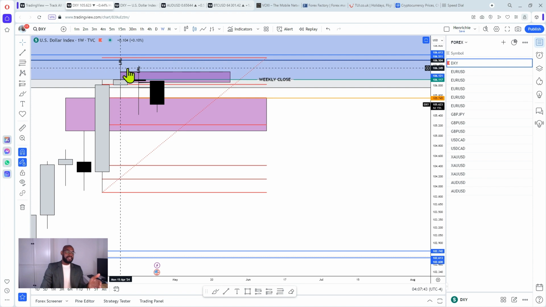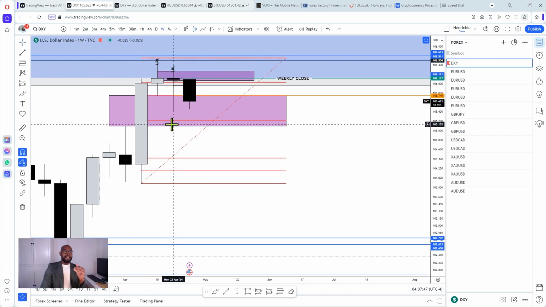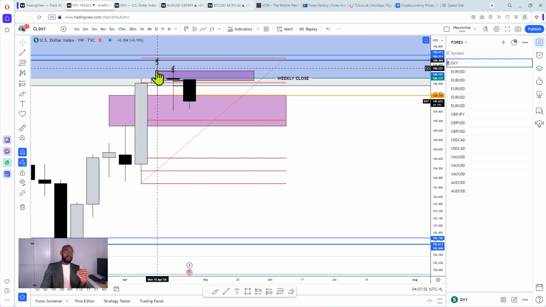Price revisiting that key level before a continuation. And in this case, you can see this right here is the close of this impulse candle that mitigated that daily gap. And I want to see price revisit that position.